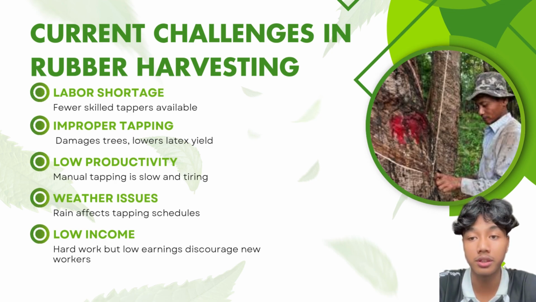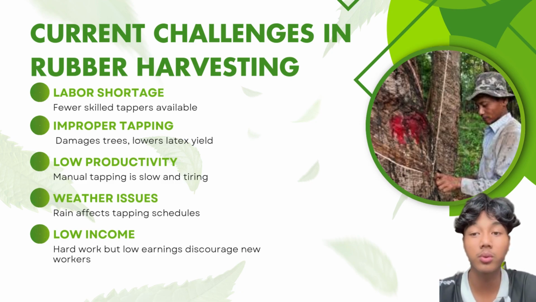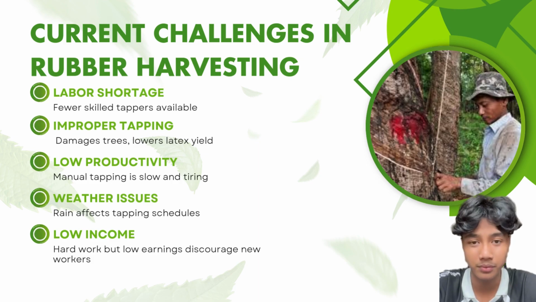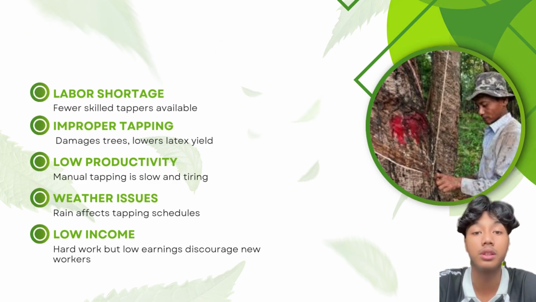Weather conditions add another layer of difficulty. Heavy rain or high humidity can delay tapping operations, disrupt latex flow, and shorten the daily working window. Perhaps more critically, the low income from rubber harvesting makes the job unattractive to the younger generation, deepening the labor crisis and threatening the future sustainability of the industry.